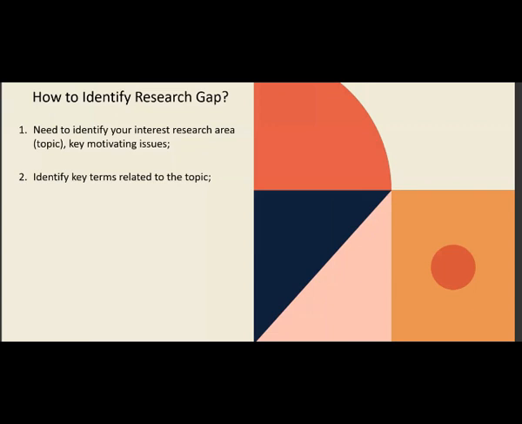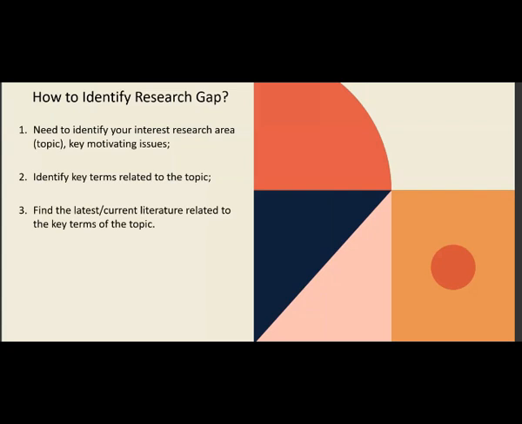Okay? So the keywords don't need to be so many. Usually when we do research, when we do a paper, the keywords maximum is 5. Okay, 5 keywords that are related to your interest in your research.